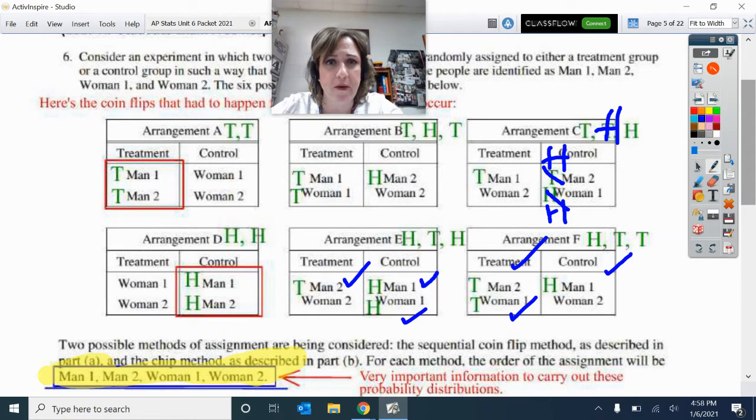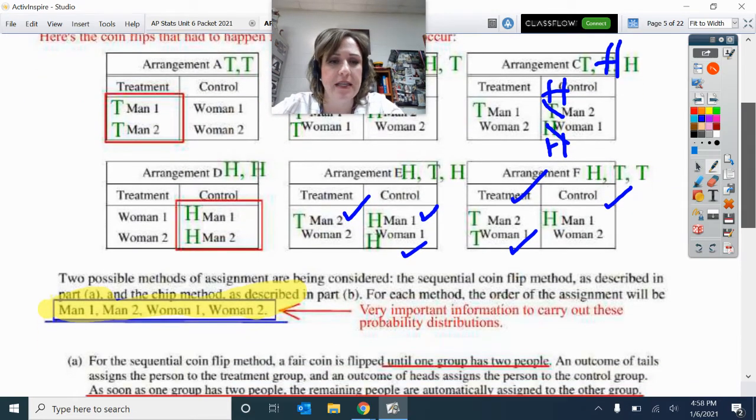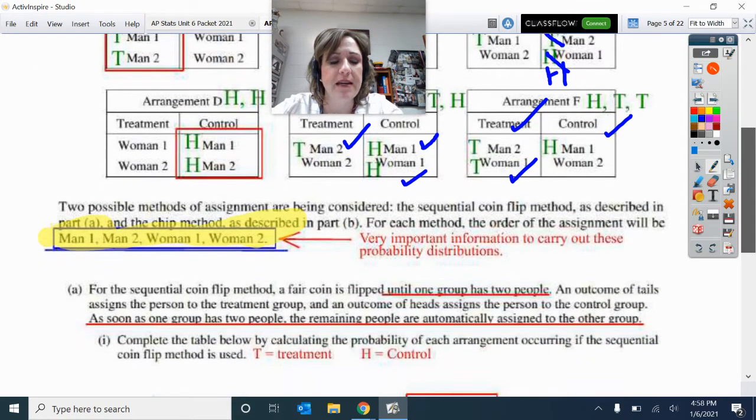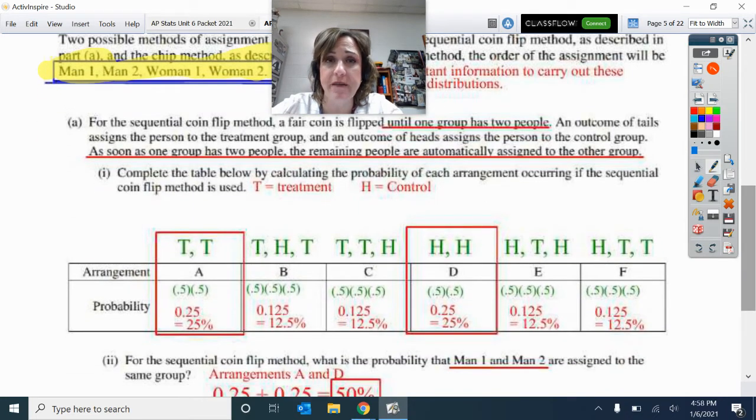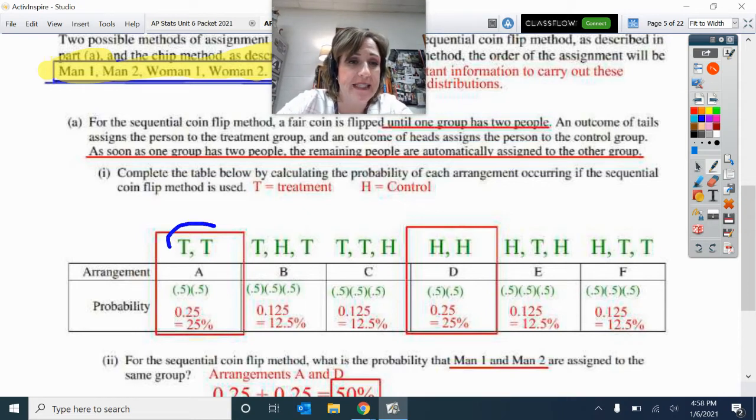So here we go. Once we do that, now we come down here and talk about what the probabilities of those events were. That was the question: complete the table below by calculating the probability of each arrangement. In order for A to happen, I had to get tails and then tails, so that's 0.5 times 0.5. So that will happen 25% of the time.